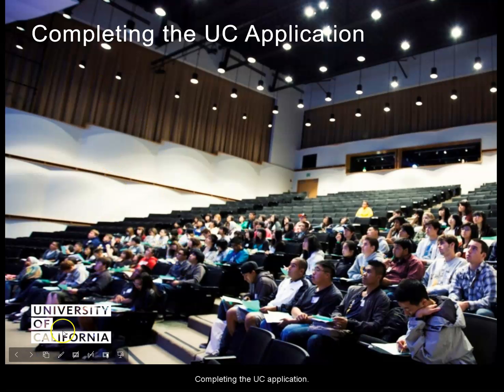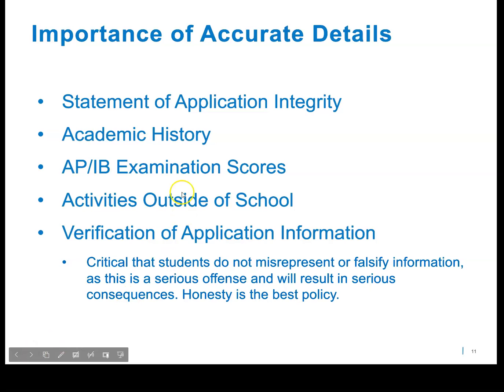So completing the UC application. Importance of accurate details, they do look at a statement of application integrity. They do look at your academic history, your AP, IB examination scores. They look at activities outside of school. They do have verification of application information, so it's critical that you do not misrepresent or falsify any information in the application. This is a very serious offense to the UC and it can result in serious consequences. So honesty is really just the best policy.